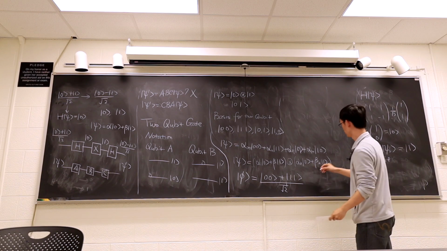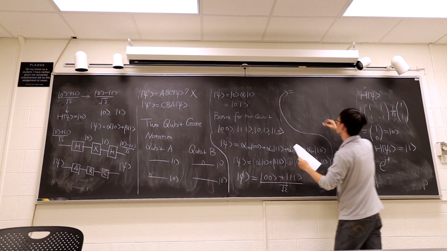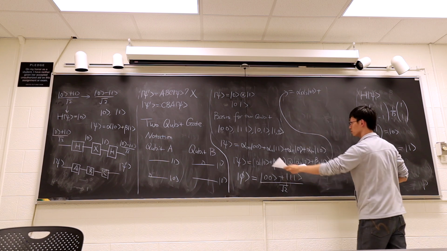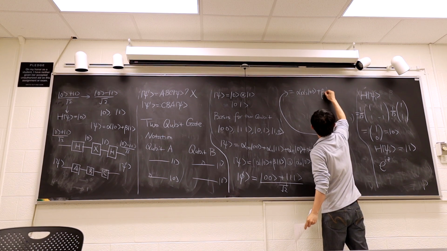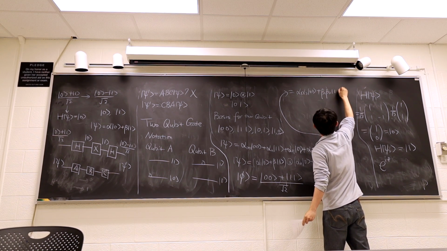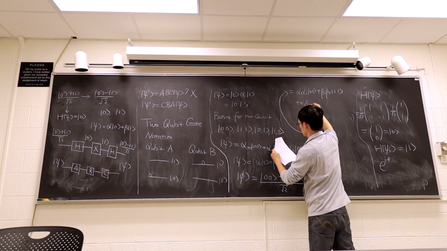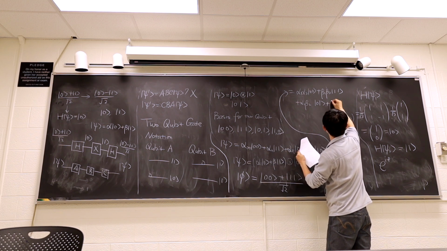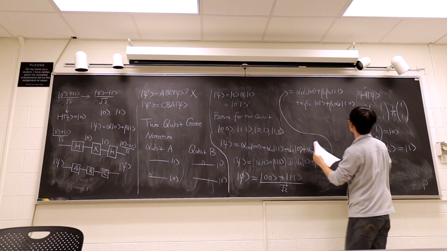So if you write this up and expand this, you get alpha 1 alpha 2 |00>. Okay. And then you have beta 1 beta 2 |11>. And then alpha 1 beta 2 |01> plus beta 1 alpha 2 |10>. Okay.